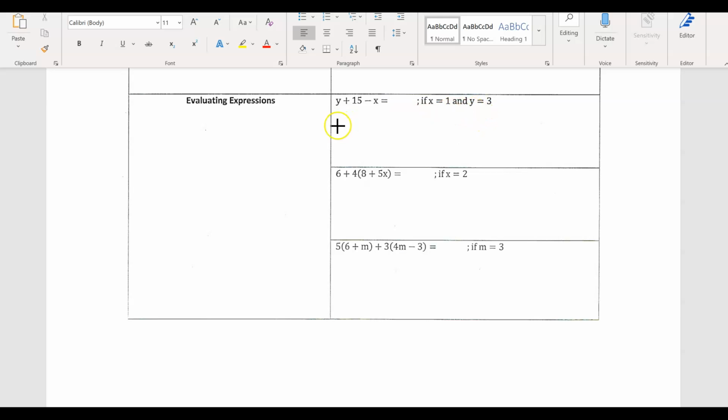Okay, so I want to replace this y with a 3 plus 15. And then we have minus 1, which is x. So we just follow order of operations like we did in our previous lesson. 3 plus 15 is 18. Minus 1, so this should just be 17.